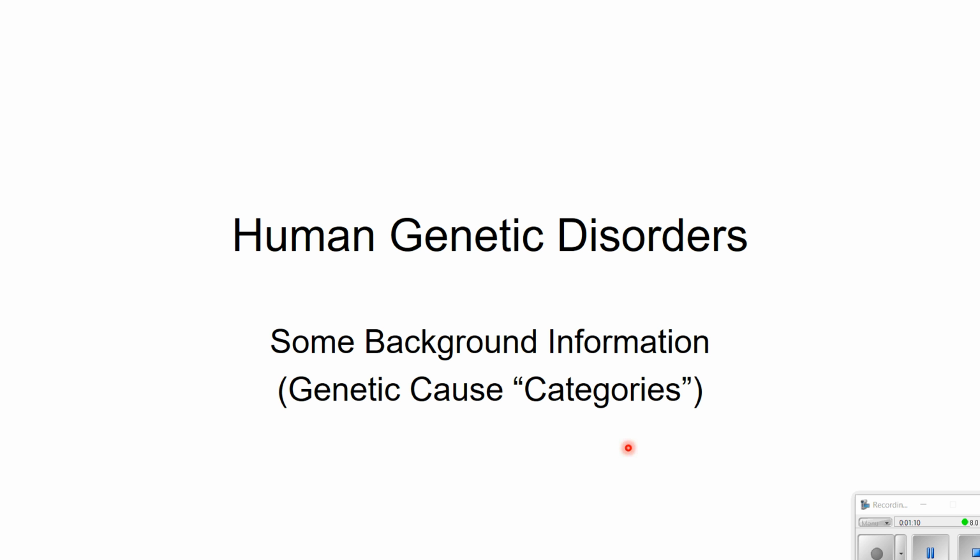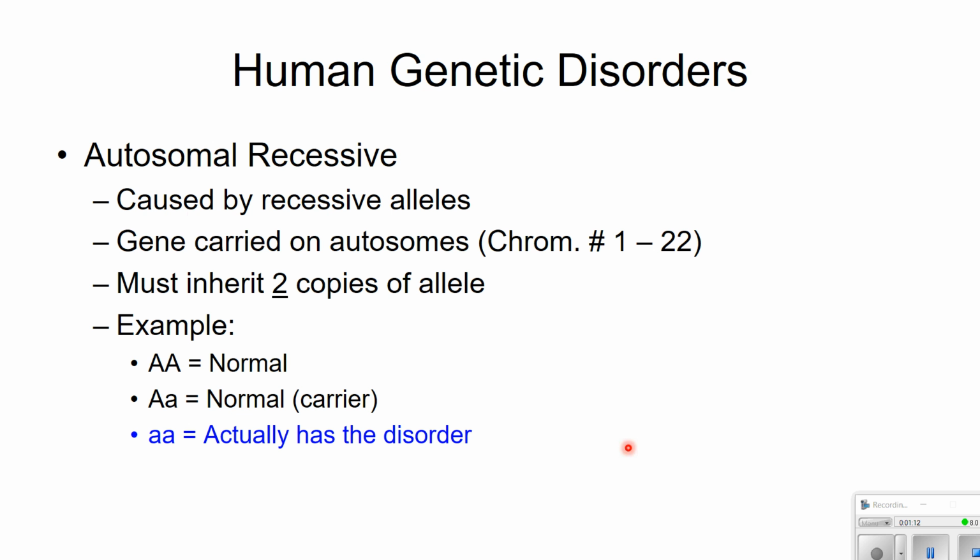So the first of the 4 major categories is autosomal recessive. Obviously, this would be a disorder that is caused by a recessive allele. So you're only going to show this trait, you're only going to have this disorder, if you inherit 2 copies of the faulty allele, because again, it's a recessive allele, so it's only going to be expressed if there are 2 copies present.